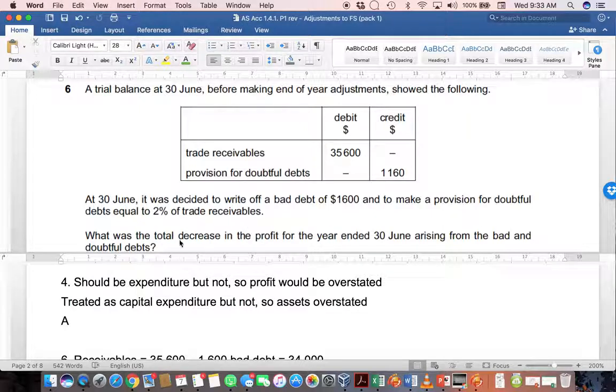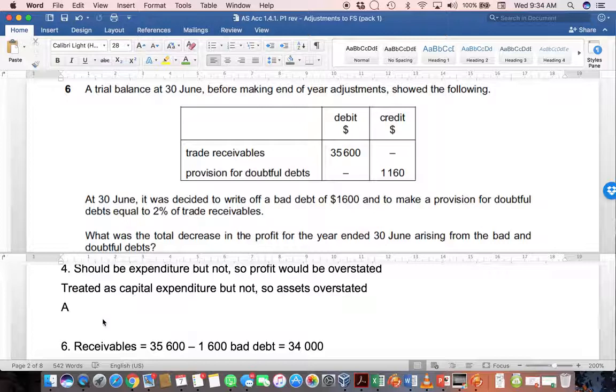What was the total decrease in the profit for the year ended 30th of June, arising from bad and doubtful debts? So over here, they want the total expense. And it is quite important that you don't miss out on the fact that they also want the bad debts, not just the doubtful debts adjustment. Remember, the doubtful debts themselves would simply be shown as a negative to offset your current assets to work out the total net trade receivables. But the adjustment is what would be shown on the statement of income. Let's go and look at it bit by bit.